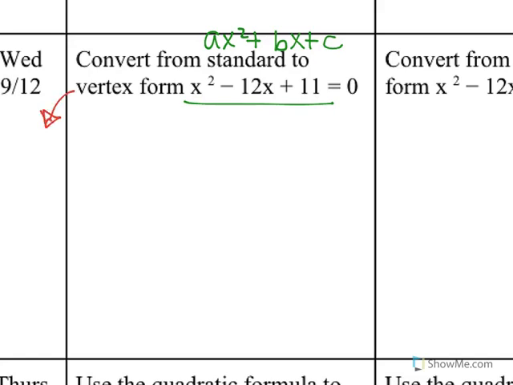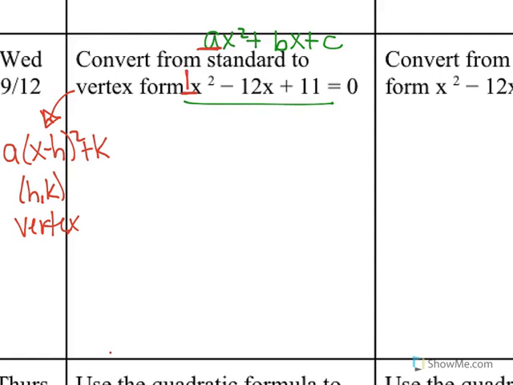Vertex form is a times (x minus h) squared plus k, where h and k come from your vertex. Now this should be pretty easy. a is exactly the same in both equations. It's the number in front of x squared. Now we don't have a number in front of x squared, so it's a 1. So we know that our a value is going to be 1, but we do need to find our h and k. So to find h and k, we need to just find our vertex.